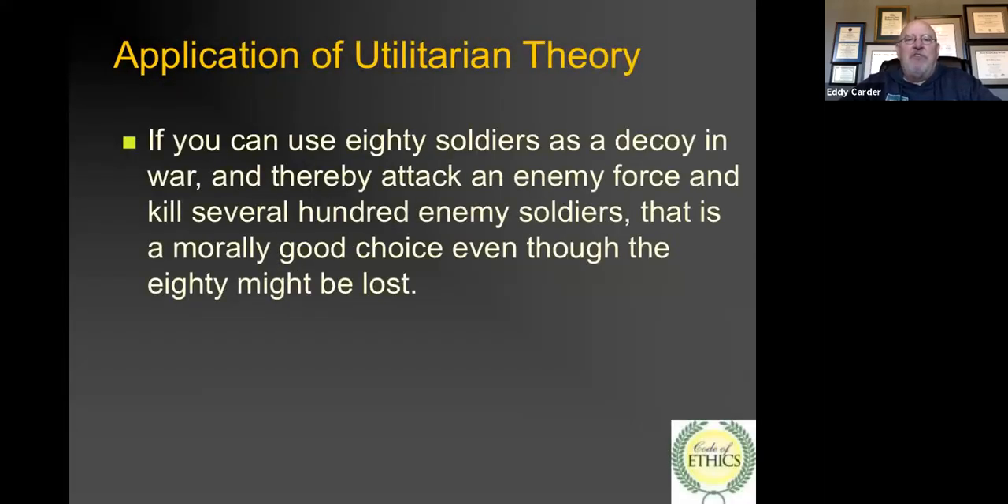Another application of utilitarian theory: if you can use 80 soldiers as a decoy in war and thereby attack an enemy force and kill several hundred enemy soldiers, that is a morally good choice, even though the 80 might be lost. All right. So that's demonstrative of the fact that utilitarianism is concerned with producing the greatest good for the greatest number of people. How many people were benefited? 100. How many people, or several hundred, were killed? I should say several hundred soldiers were killed. But in the process of killing several hundred enemy soldiers, how many were lost? 80. So 100 enemy soldiers killed through the sacrifice of 80. That means that was a good act.